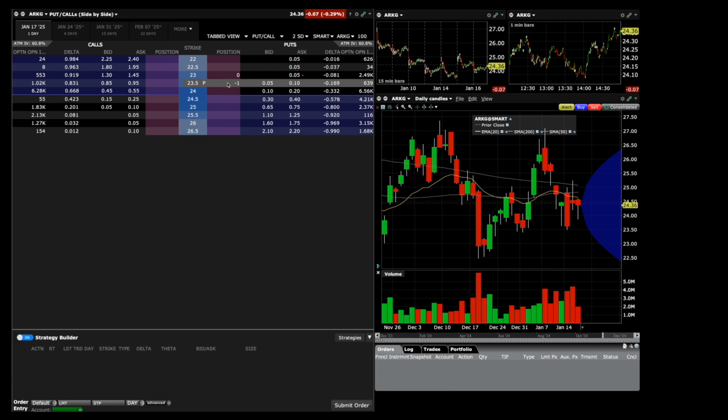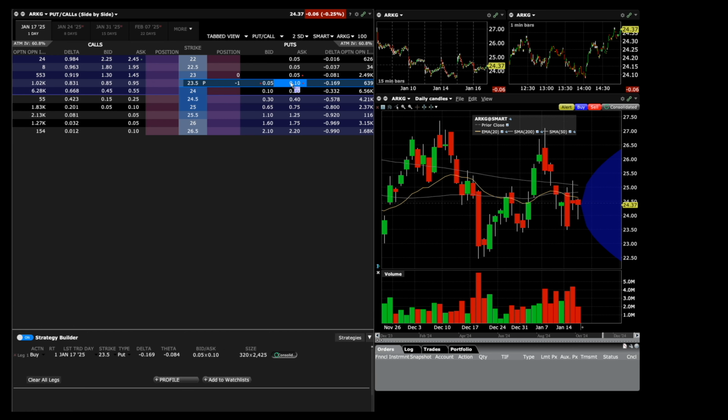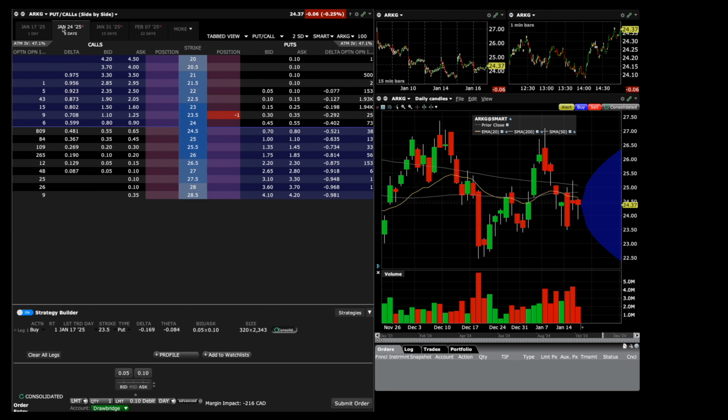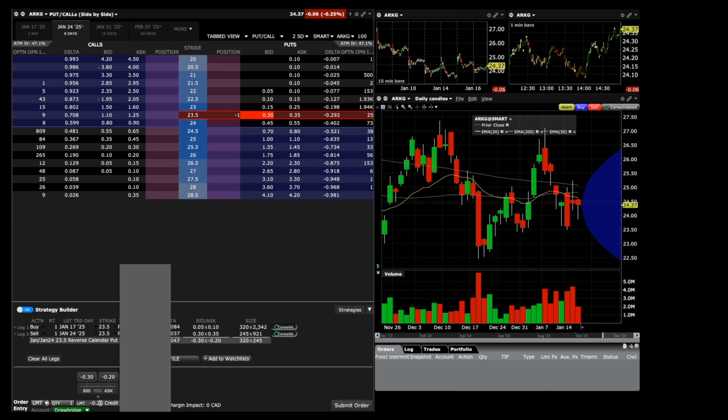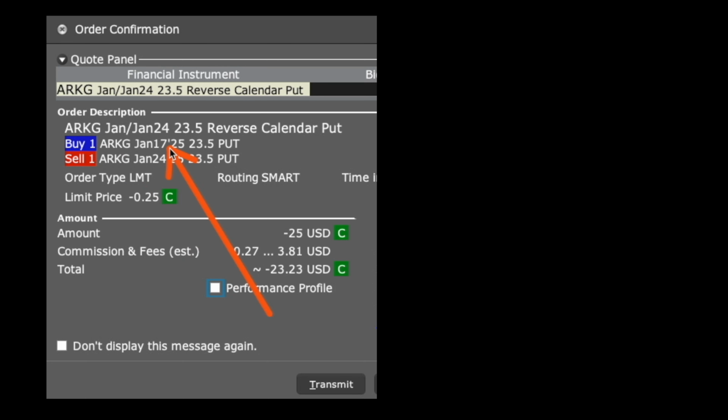I've got the 23.50 put, I'm short. I'm going to click on buy to close. And then I'm going to go to my January 24th date and I'm going to go sell. I'm going to look at the total credit that I'm collecting. In this case, I'm going to get about 25 cents. I'm going to submit this order: buy the ARKG January 17th 23.50 put, sell ARKG January 24th 23.50 put. So it's a very simple roll and I'm collecting a credit of 25 cents.